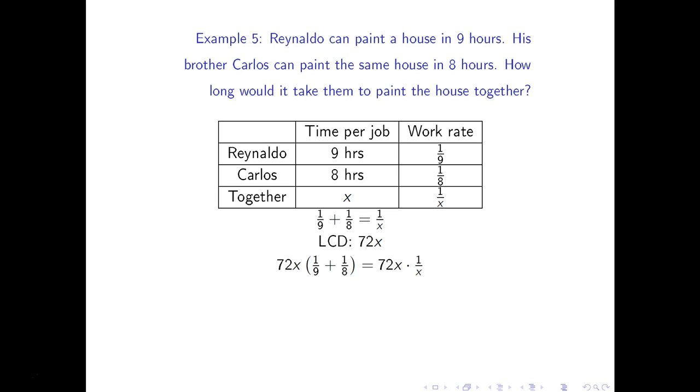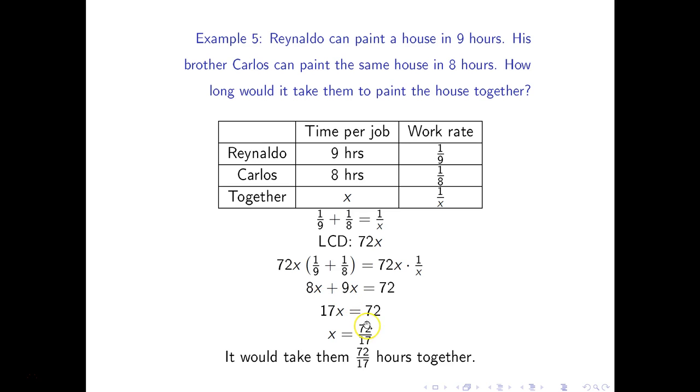So if I multiply everything by 72x, I'm just going to skip ahead on all the distribution on this portion. 72x is going to end up giving me 8x plus 9x. So I multiply this by each of the terms, equals 72. Add those together, and we end up with x equals 72 over 17. So it takes them 72 over 17 hours together.